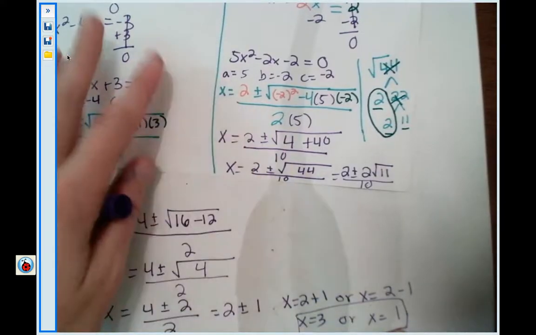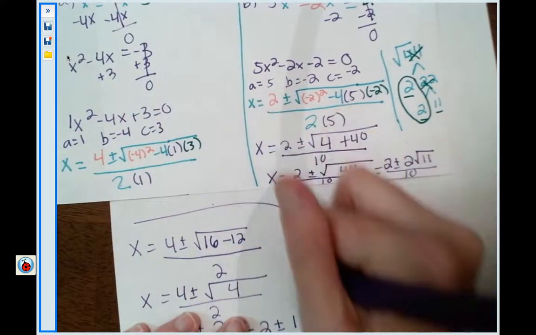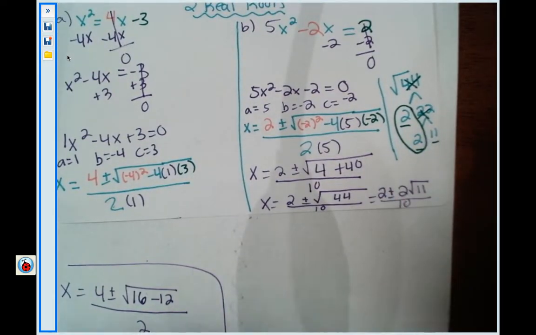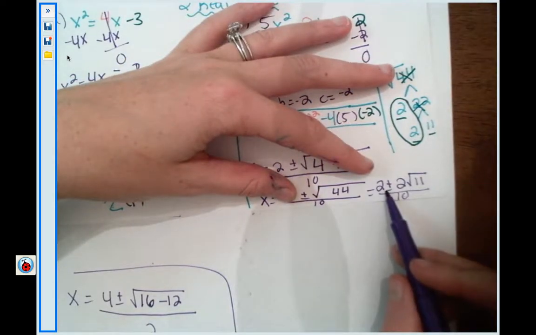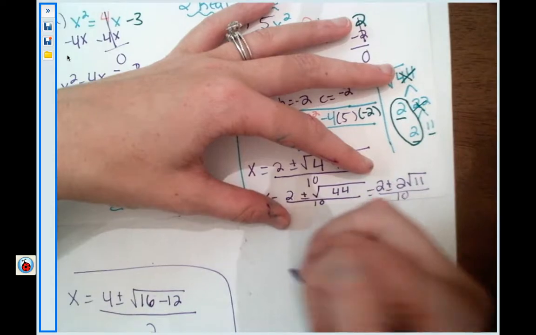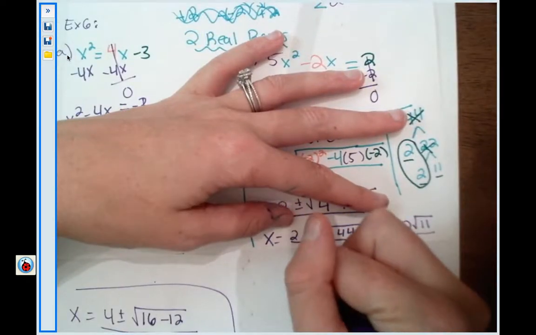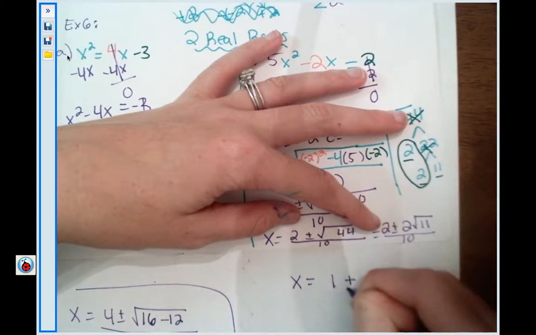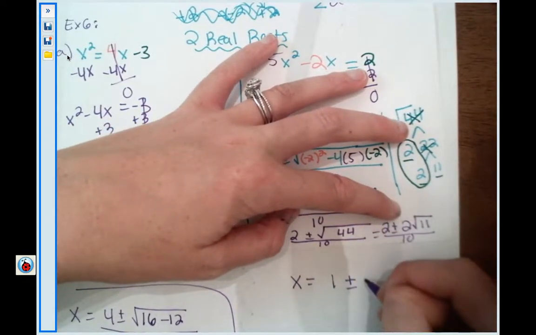Now, I'm going to write my final answer here. Okay, so for my final answer, what goes into 2, 2, and 10? Holy hot dog, you guys are so smart. A 2 goes into all three. So this will be x equals 2 divided by 2 is a 1. 1 plus or minus 2 divided by 2 is a 1.